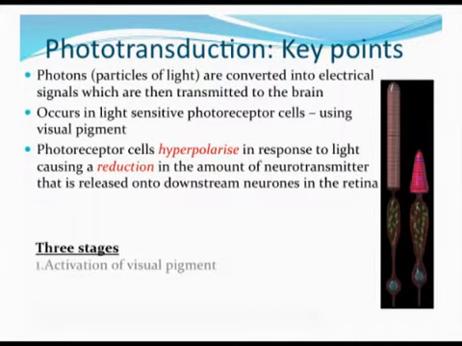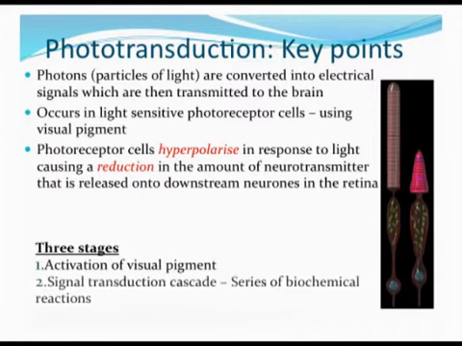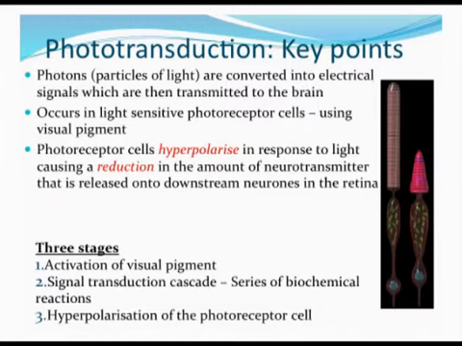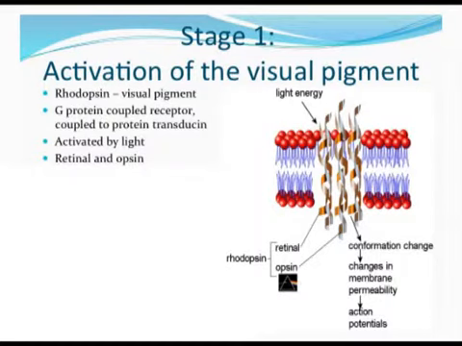The first one is activation of the visual pigment rhodopsin. The second stage is a signal transduction cascade, which is a series of biochemical reactions. And we then have hyperpolarization of the photoreceptor cell and a reduction in neurotransmitter that is released from the synaptic terminal. So let's start with stage 1, activation of the visual pigment rhodopsin. Rhodopsin is the visual pigment, and it's a G protein coupled receptor. That just means it's coupled to a protein called transducin, which is a G protein.